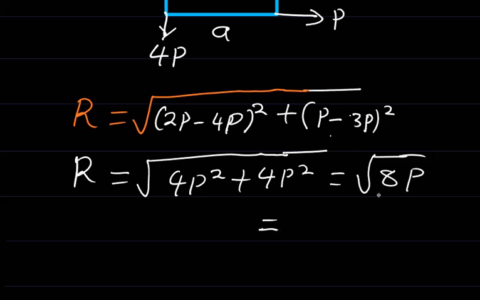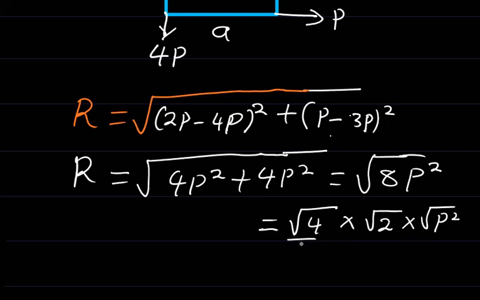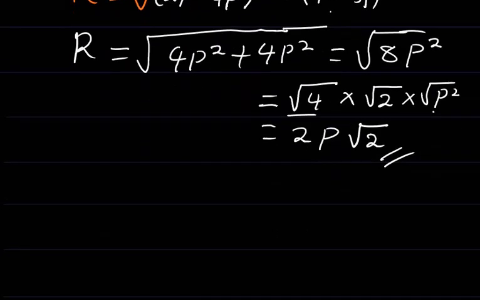So putting this together, this is going to be the square root of 8, which is equal to the square root of 4 times the square root of 2, then the square root of p squared. The square root of 4 is 2, the square root of p squared is p, then root 2. So that is the magnitude of the resultant, 2p root 2.